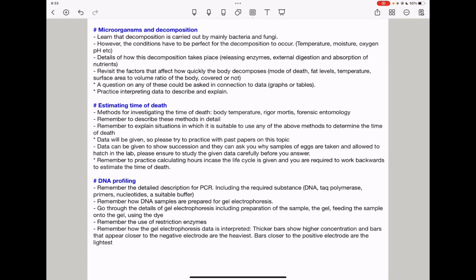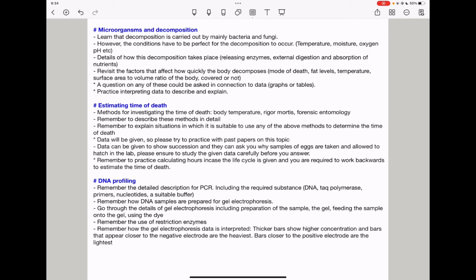Understand why scientists take some samples of eggs from the decaying or decomposing body, put them into the lab under specific conditions in order to hatch the species of flies so that they can study which species they are and study their life cycle in order to estimate the time of death. Remember to practice calculating hours in case the life cycle is given and you are required to work backwards in order to estimate the time of death. A question similar to this has come previously.